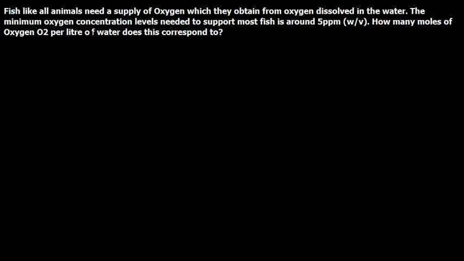in water. Let's assume you're given this kind of problem which says fish, like all animals, need a supply of oxygen which they can obtain from oxygen dissolved in water. The minimum oxygen concentration level needed to support most fishes is around 5 ppm, which is parts per million weight per volume. How many moles of oxygen per liter of water does this correspond to?